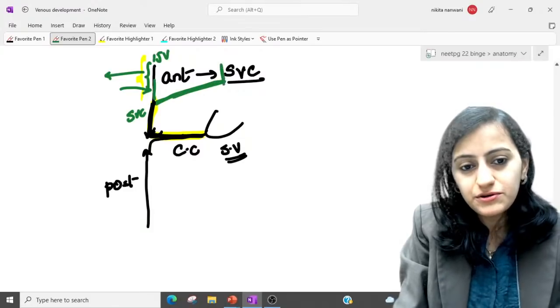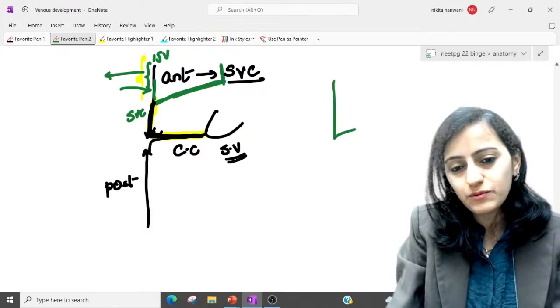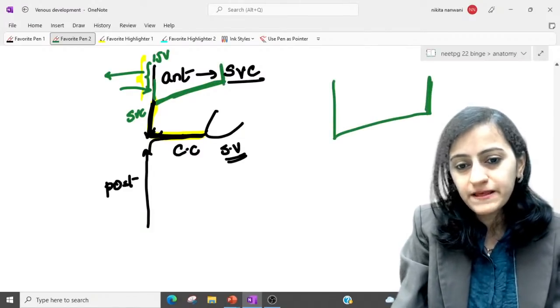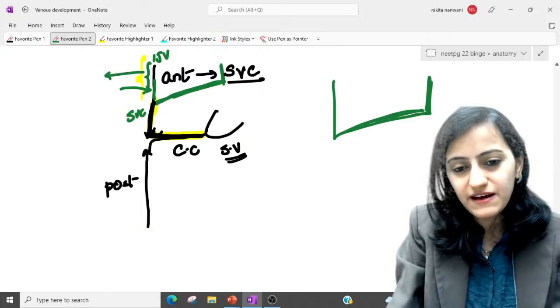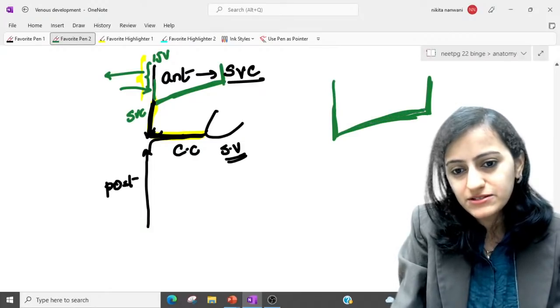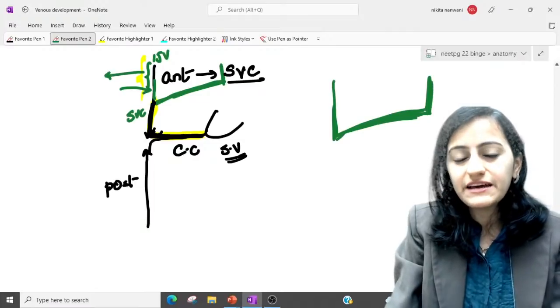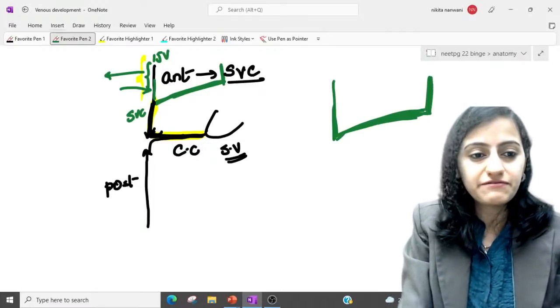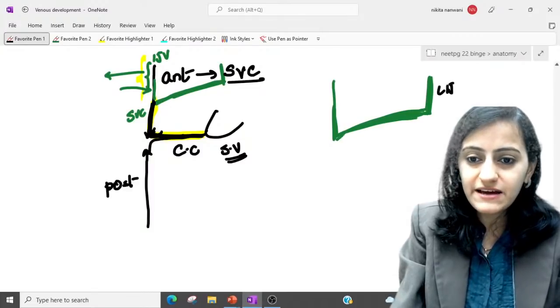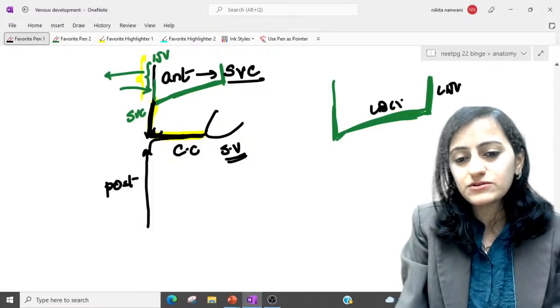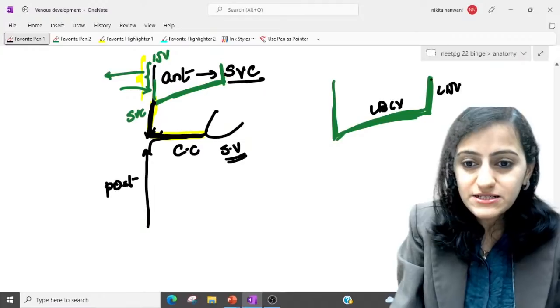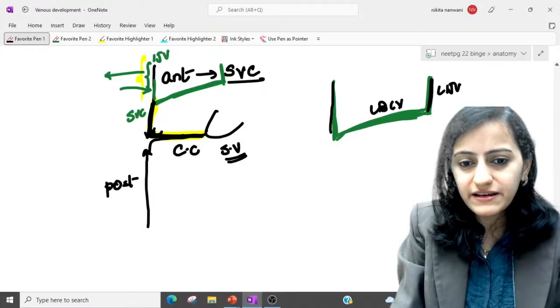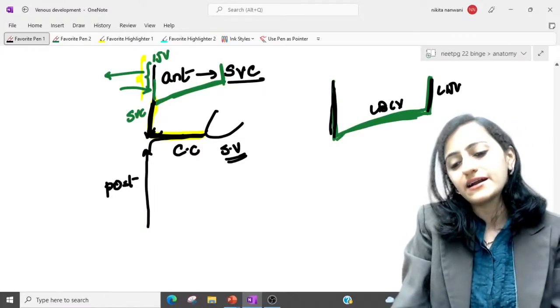coming here. You have the IJV coming. So basically, in the superior vena cava, you have this left brachiocephalic vein, you have the right brachiocephalic vein, you have the left-sided IJV, right? So this is the left IJV, this is the left brachiocephalic vein. This is the anterior cardinal vein. As you can see, this is the anterior cardinal vein.